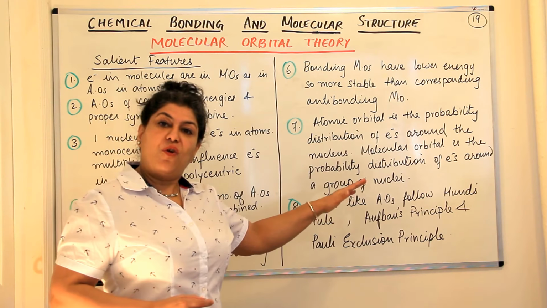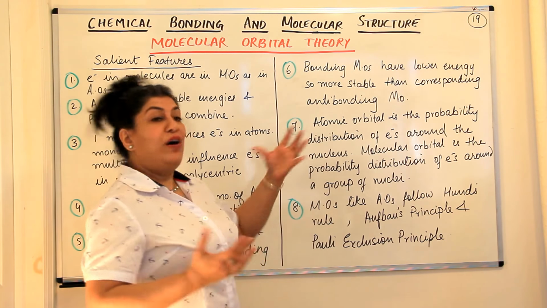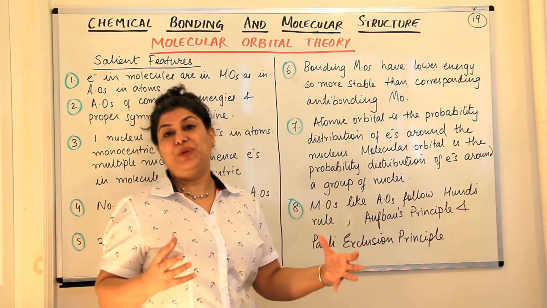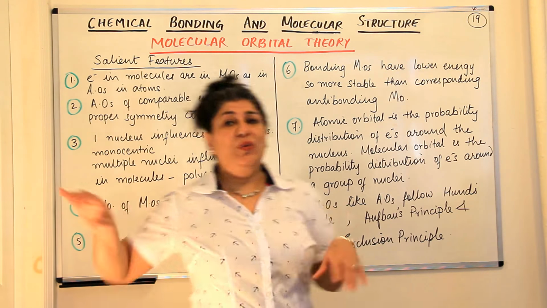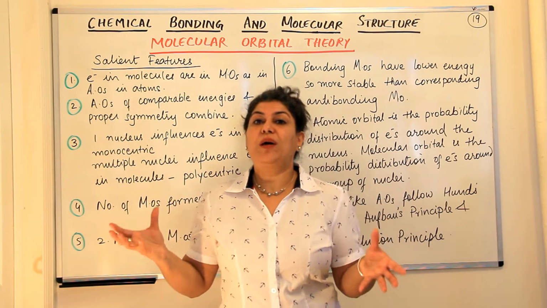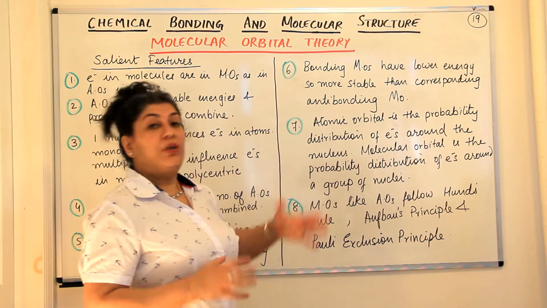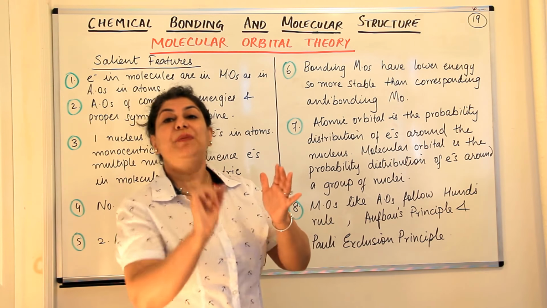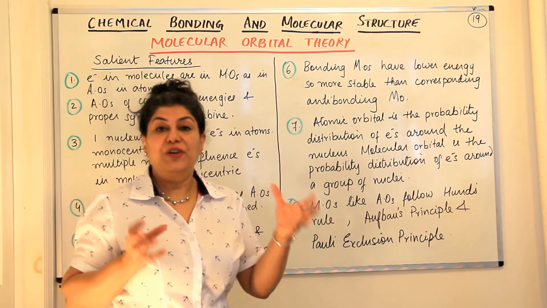Similarly, a molecular orbital would also be the probability distribution of electrons around not one nucleus but the group of nuclei which are combining. It's the same thing here. In an atom only one nucleus has influence, and in a molecule more than one nuclei have influence over the electrons. So the molecular orbitals would be the probability picture of finding an electron around a group of nuclei.